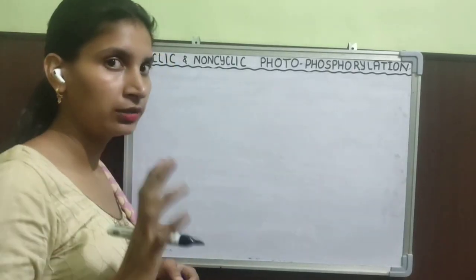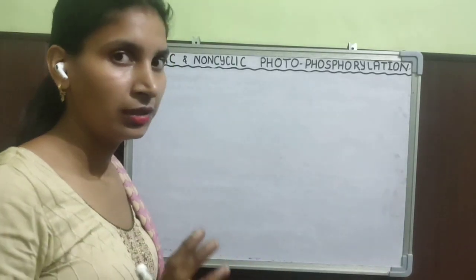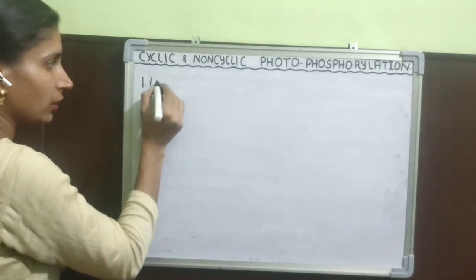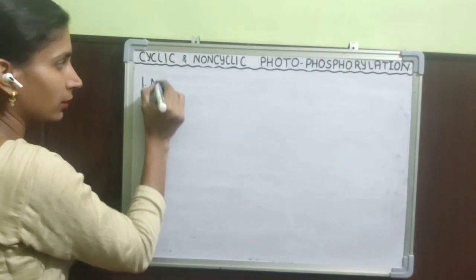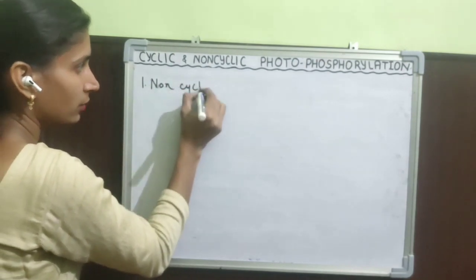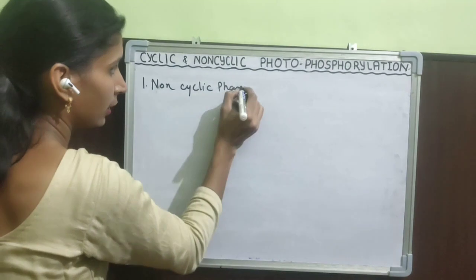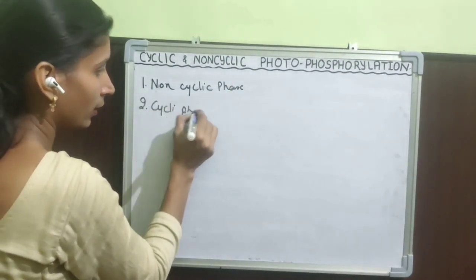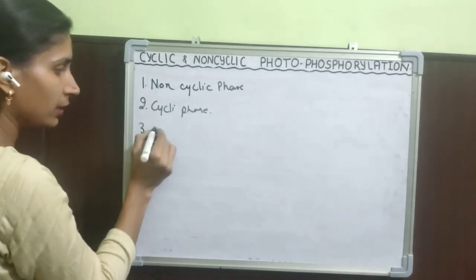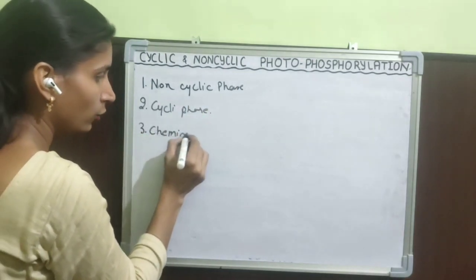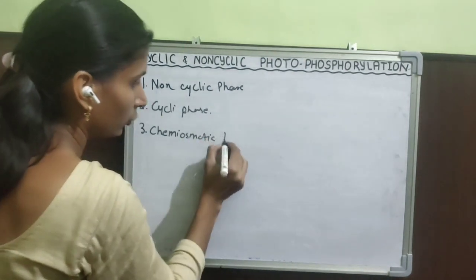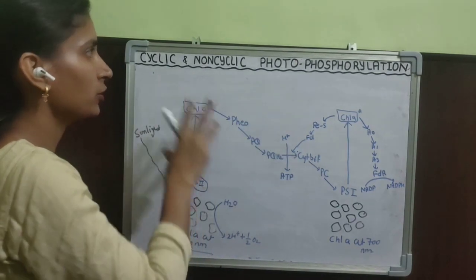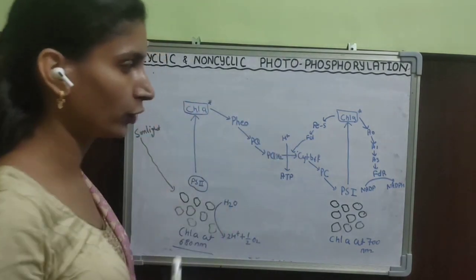We will talk about the three main parts of the light phase. First, the non-cyclic phase. Second, the cyclic phase. And the third is known as the chemiosmotic theory. This is the reaction which takes place during cyclic and non-cyclic photophosphorylation.